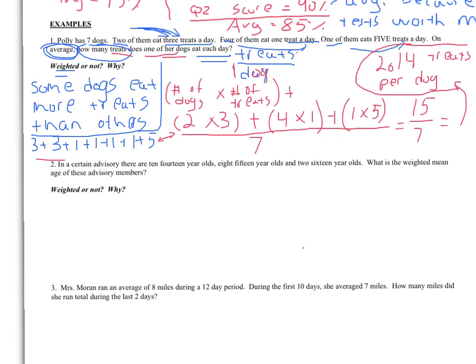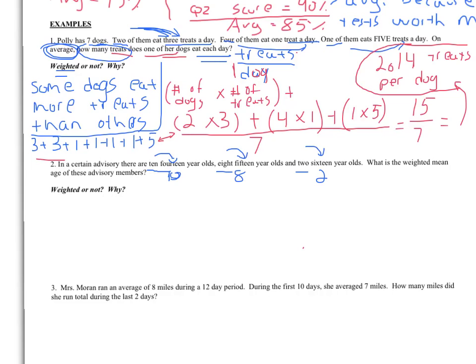Okay, so in a certain advisory there are 10 14-year-olds, 8 15-year-olds, and 2 16-year-olds. Again, I'm just showing these relationships. The other thing that you could do, instead of just doing the arrows, is write underneath these: 10 for the 14, 8 for the 15, and 2 for the 16.